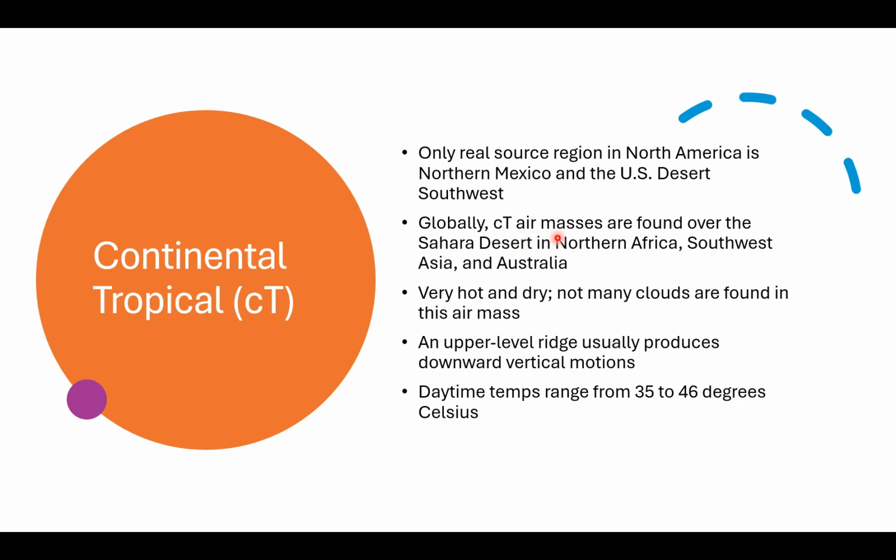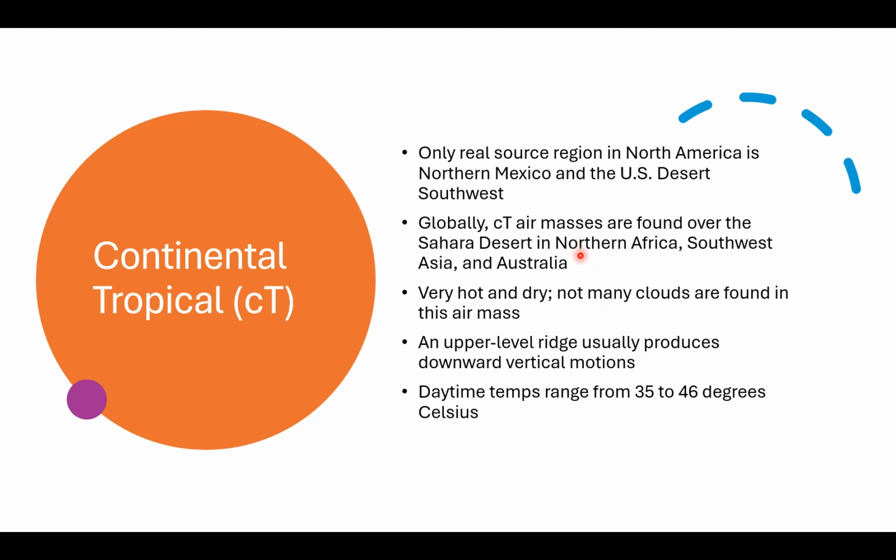Globally, continental tropical air masses are found over the Sahara Desert in northern Africa, the Southwest Asia area, and Australia as well. In Australia, we're really talking about the outback in their summer season. It's very hot and dry. There's not many clouds in this air mass because it's so dry. An upper level ridge usually produces some downward vertical motions. It keeps the sun just beating down on the landscape.